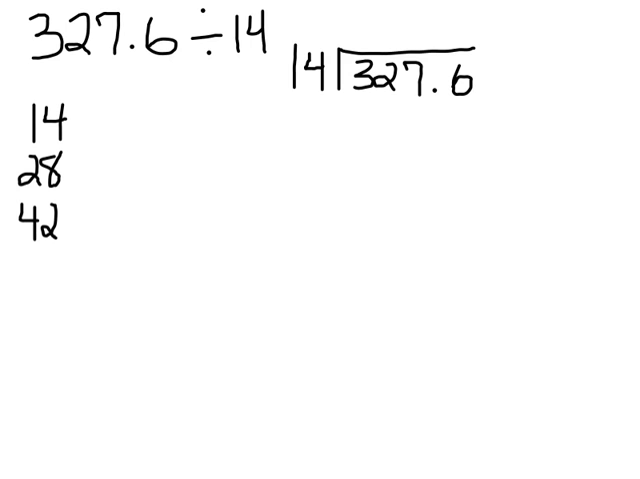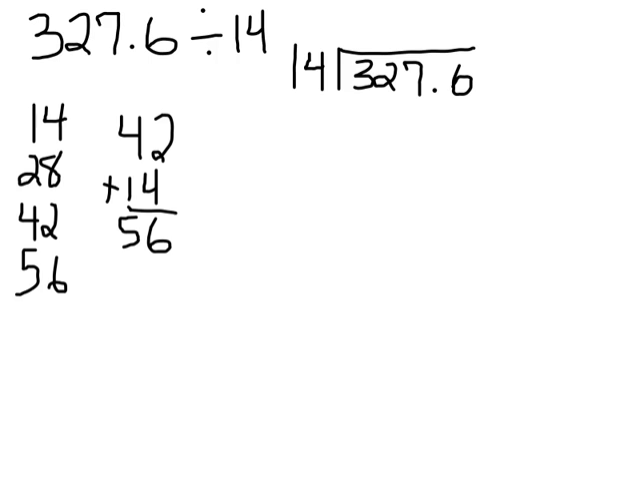But from there, it gets a little bit tricky, so I can actually go ahead and just add 14 every time. So this comes out to 56. I think that's as far as we'll go. So it's totally fine to list your multiples that way. It actually makes it easier. All right, so the first thing I'm asking myself is, how many times does 14 go into 3? Well, I know the answer there is 0, so I'm going to put a 0 above the top.